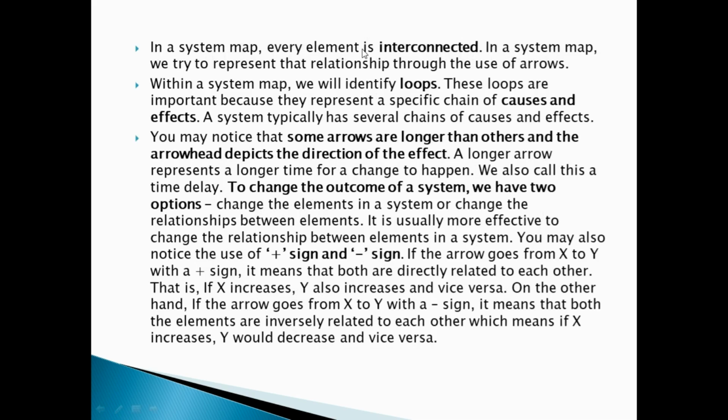So in a system map, every element is interconnected. In a system map, we will also try to identify loops. Now, what are loops? Loops are like your cycles, and these indicate cause and effect. That is a chain of events that are happening. That is, x leads to y, y leads to z, and z takes me back to x. So that is a loop in the form of a cycle.